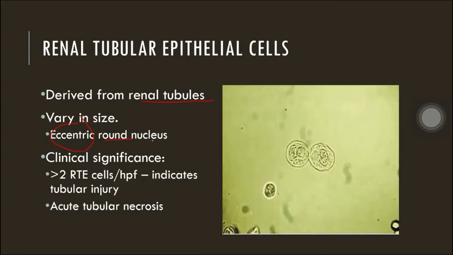As I said a while ago, RTE cells seen in the urine are clinically significant. The presence of greater than 2 RTE cells per HPF indicates tubular injury. Most of the time, you can see RTE cells in a condition called acute tubular necrosis.